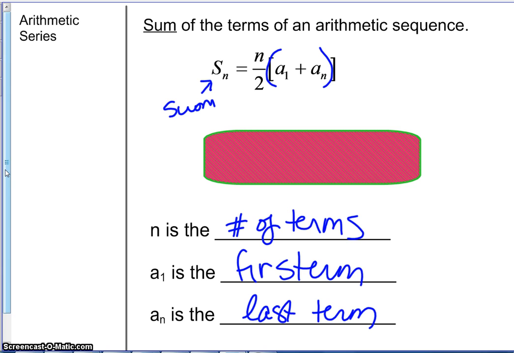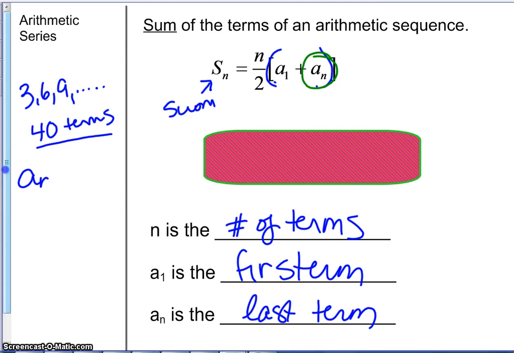Now, there are lots of times where you're not given the last term. They might give you a problem and say something to the effect of, okay, we have 3, 6, 9, 12, 15, and so on. What if you add up the first 40 terms? Well, I know the rule is your first term plus your last term, and then you take your number of terms divided by 2. That's what you multiply by. We don't know the last term. So what you would have to do in this case is figure out the last term by using our formula: a sub 1 plus d times n minus 1.